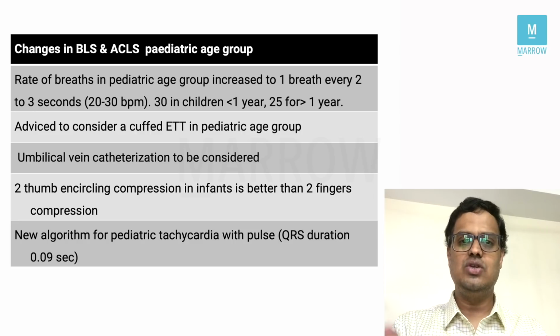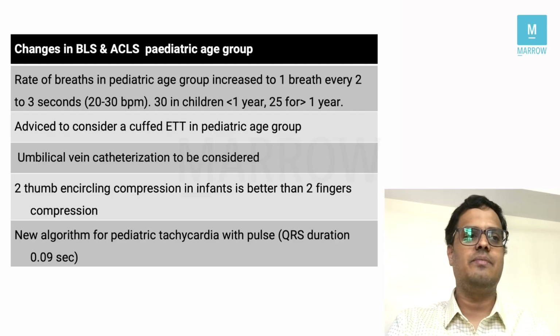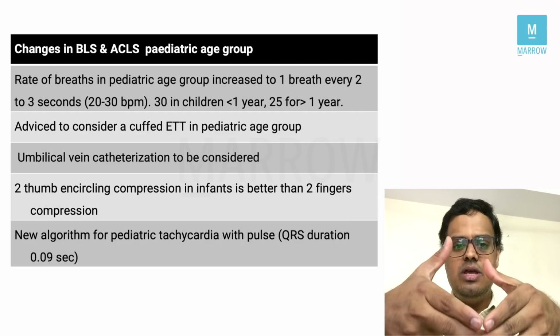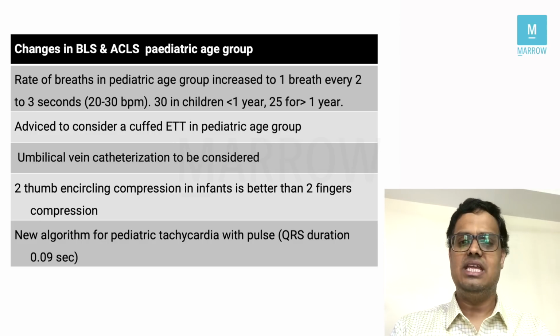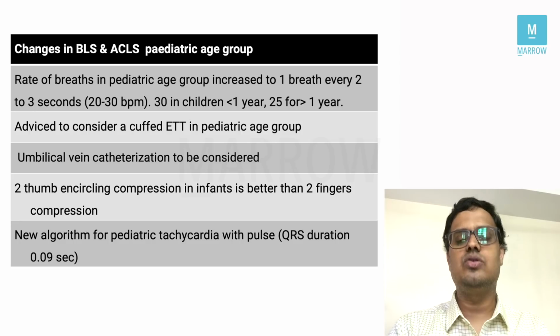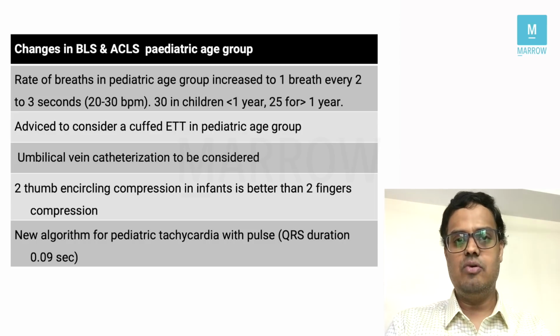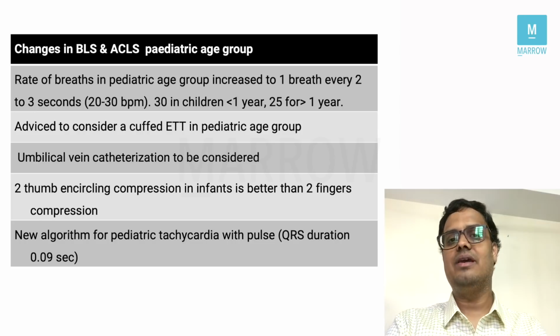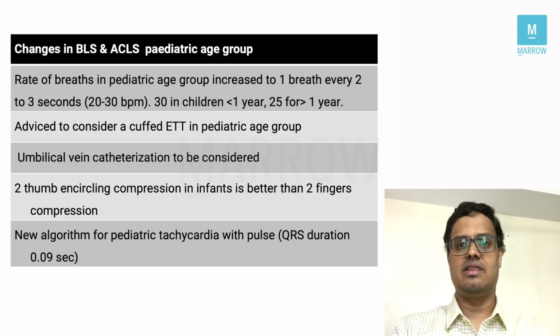And previously they used to say that use 2 fingers for compression. But now they are saying encircling and doing the compression is better than 2 finger compression. And there is a new algorithm that has been introduced for pediatric tachycardia. So these are the changes that have been mentioned in the new CPR guidelines. Please, after listening to this, compare it with 2015 or look at the new guidelines and algorithms, because they are very important for your entrance examination.